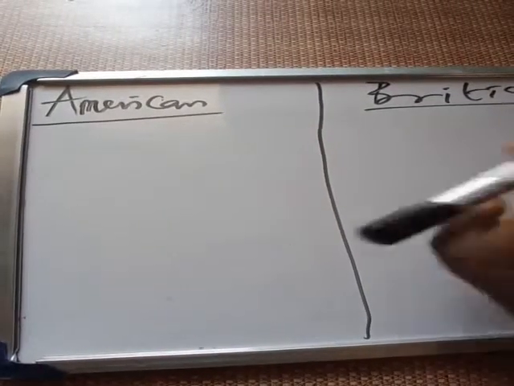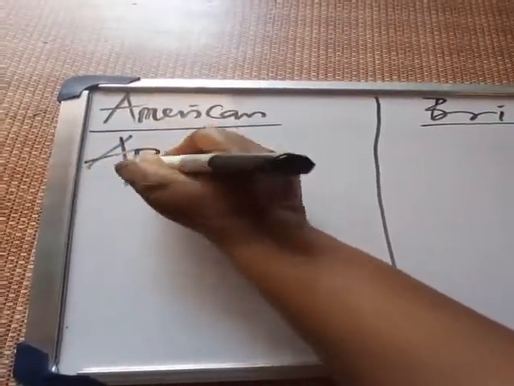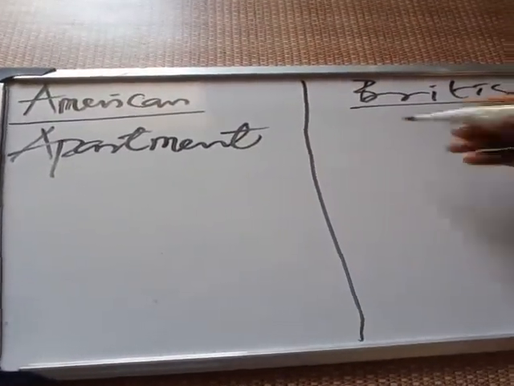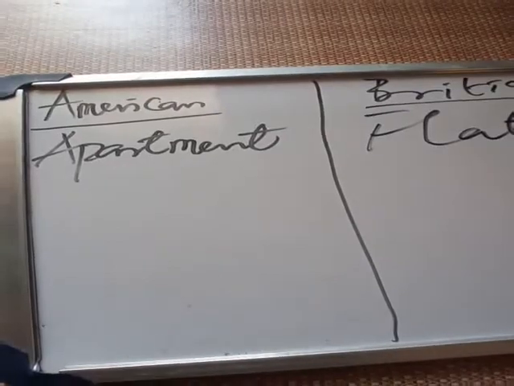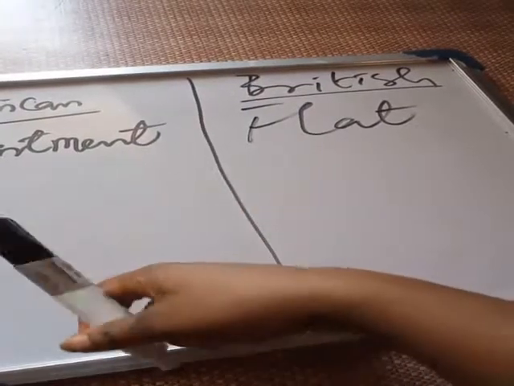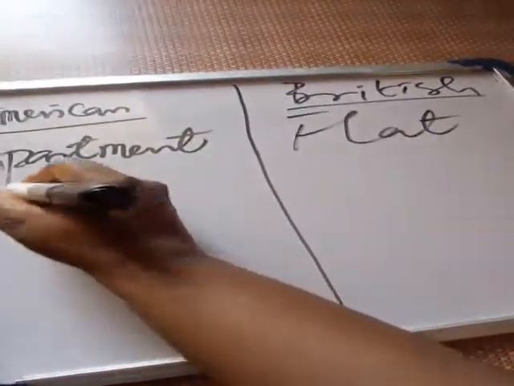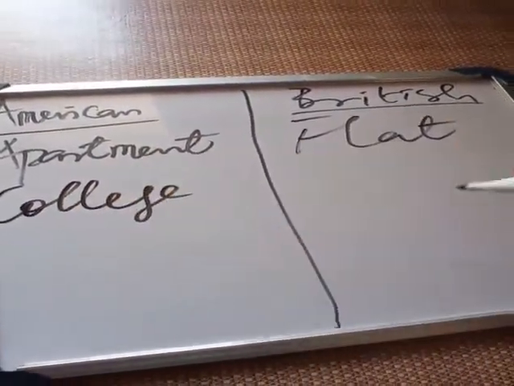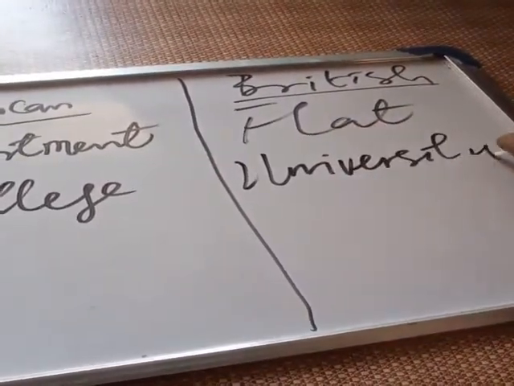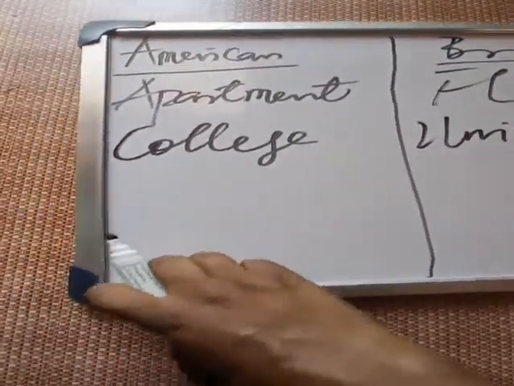So let me show you an example of dialects. Americans will say apartment, and the British will say flat, but they're still saying the same thing: I live in an apartment, I live in a flat. Another example: the British will say university, and the Americans will say college. That's still the same thing.